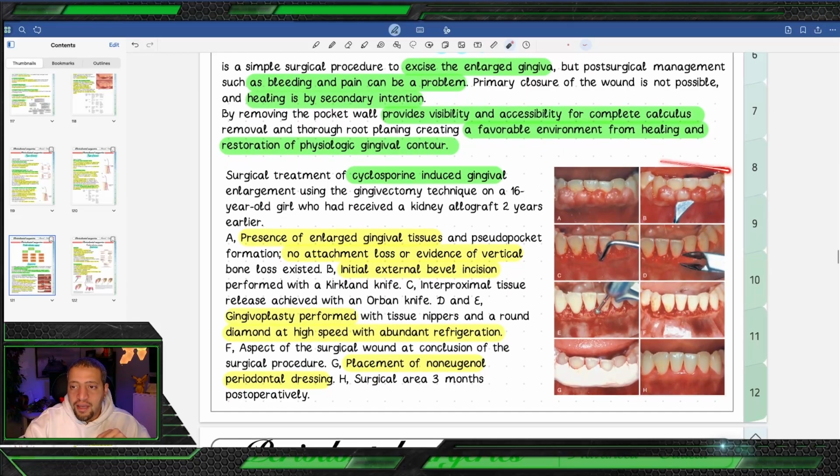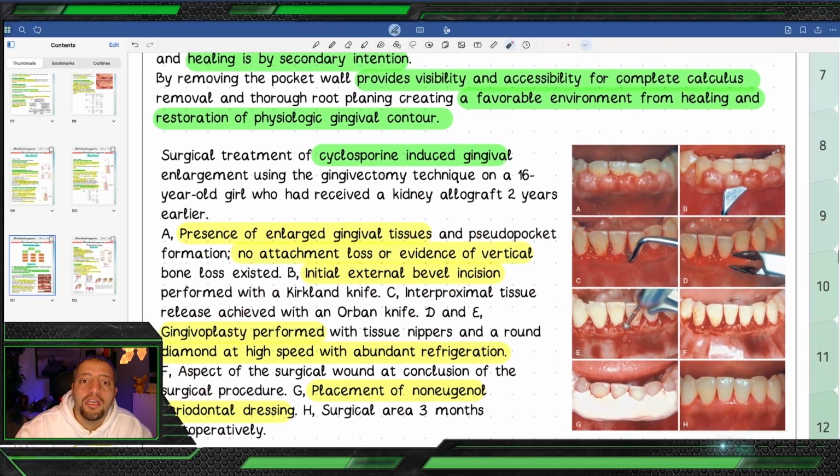Surgical, this is a picture to discuss the technique done for gingivectomy for a patient with cyclosporin-induced gingival enlargement. We use gingivectomy here. So first of all, we have the presence of enlarged gingival tissue, as you can see here, and pseudo pocket formation. No attachment loss or evidence of vertical bone loss existed. And this is the first requirement for such surgery. No attachment loss, no vertical bone loss, okay? And no need to expose the bone to modify the bone contour.